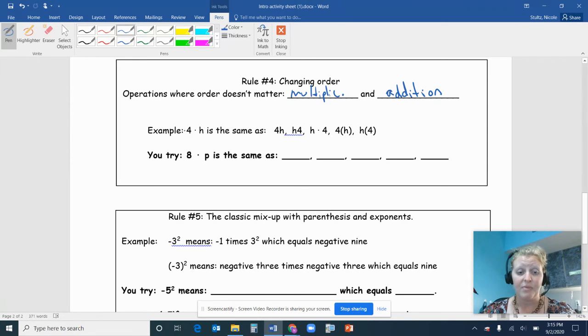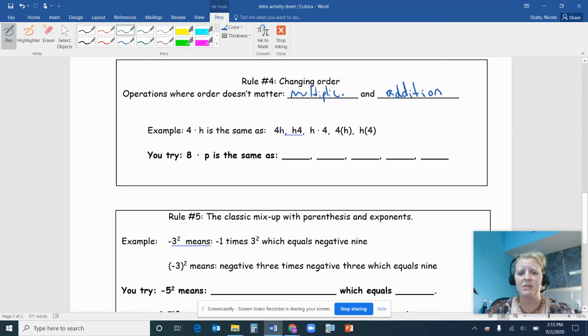with these letters. So for example, if you have 4 times h, well, technically we don't need that dot. You can just lose the dot and write 4h. When you have a letter next to a number, that implies multiplication, and that's one of those funky rules of math. So you don't technically need the dot. If you want to put it in, go ahead, but it's not required.